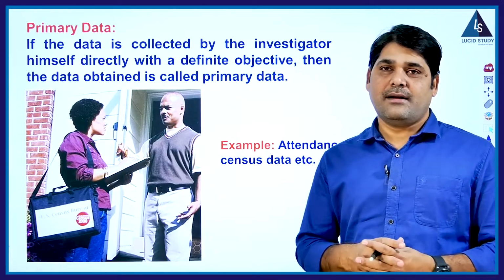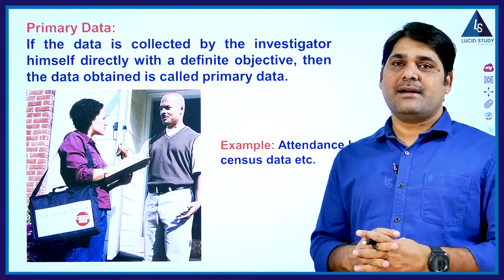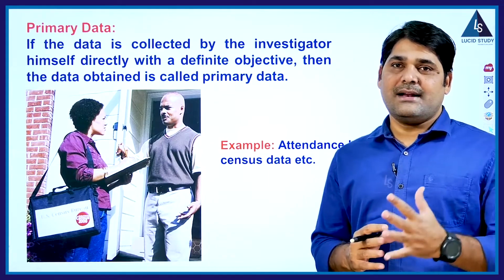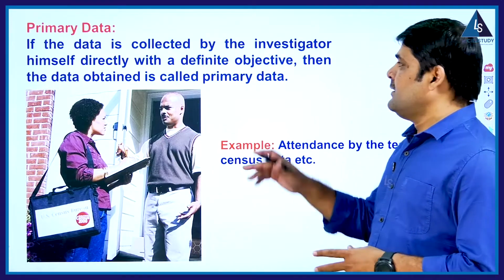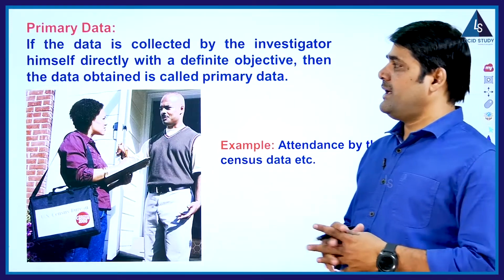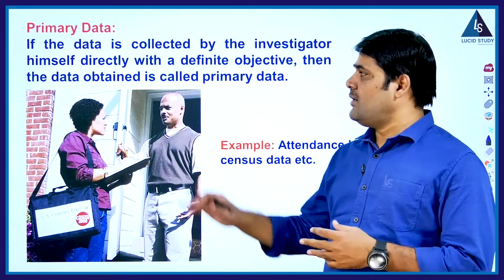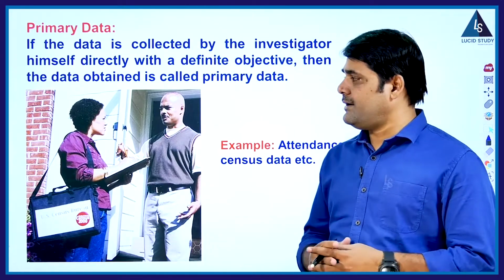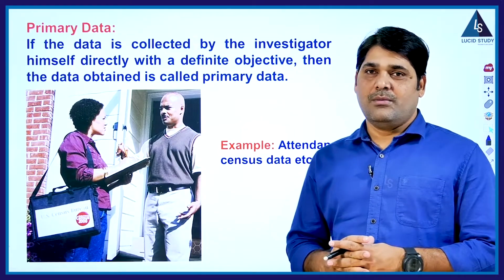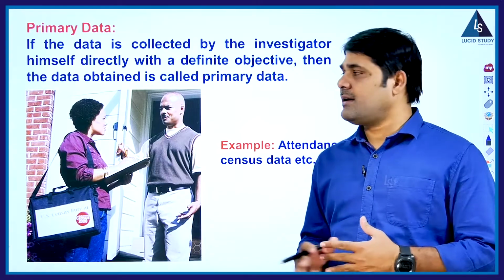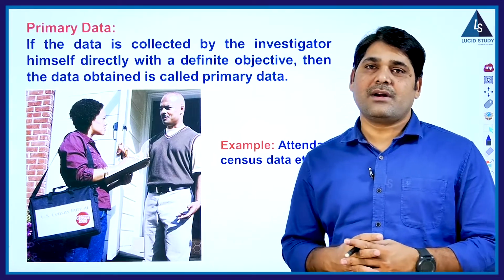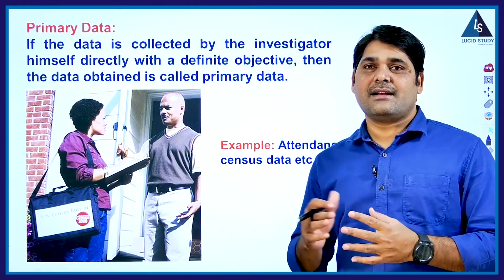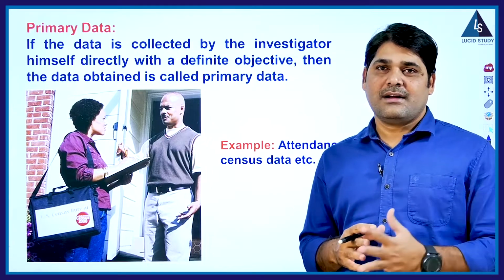One is primary data. What do you mean by primary data? Primary data means the investigator directly will come and he will collect the data. Okay, see here. See the data collected by the investigator by himself directly, with a definite objective in his mind, that is called primary data. Okay. So for example we can give a collection of census and one more, taking attendance regularly by your teacher in class. So he is directly collecting the attendance of your class.